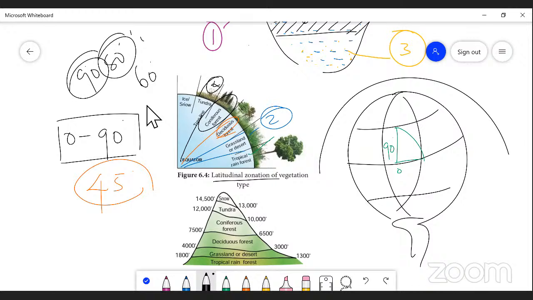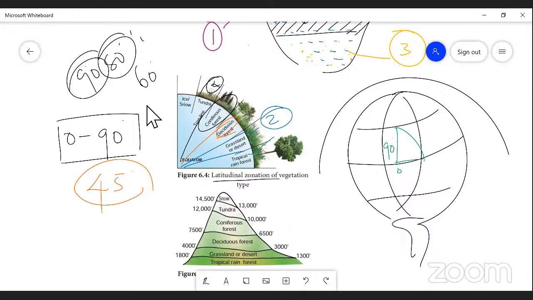The tropical rainforest can be found only at 0 to 10 degrees, whereas grassland and desert can be found at an angle of 20, and deciduous forest at an angle of 45. A coniferous forest, that means very huge trees, grows at an angle of almost 60 or 70, and tundra maybe at 80, and ice and snowfall at 90 degrees. So that is the latitudinal zonation of vegetation, right?